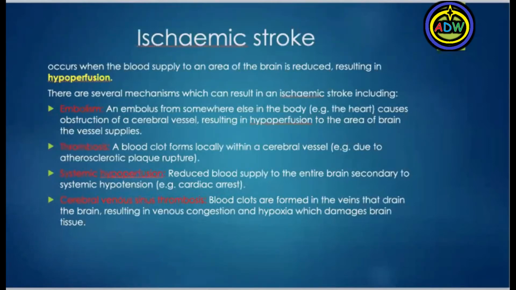Systemic hypoperfusion, for example, when a person has myocardial infarction and his systemic blood pressure is extremely reduced, it also can lead to hypoperfusion or ischemic stroke. And cerebral venous sinus thrombosis, when blood clots form in the veins which drain our brain, resulting in venous congestion and hypoxia, which damages brain tissue. So these are the main mechanisms of ischemic stroke, or you can say the main pathogenetic subtypes of ischemic stroke.